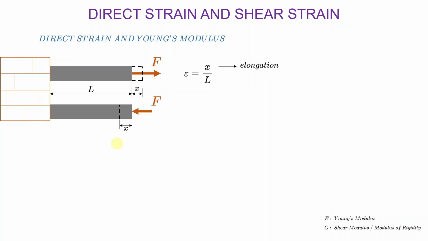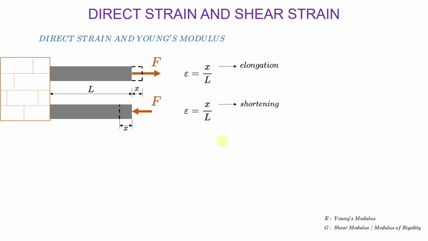And so if we have to calculate the strain, once again, the direct strain is equal to X divided by L. But in this case, X is not an elongation, it is actually a shortening of the bar, because under compressive forces, the bar becomes shorter. Okay, so X is the shortening. However, the direct strain equation still remains the same. Okay, it's equal to X over L.